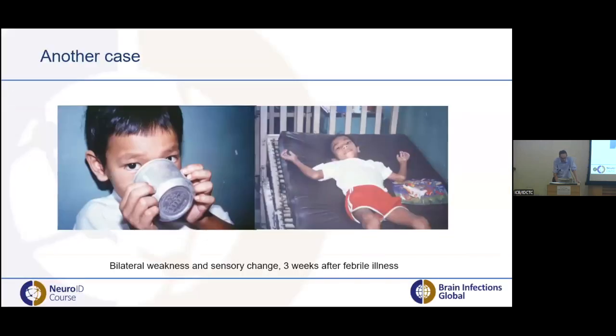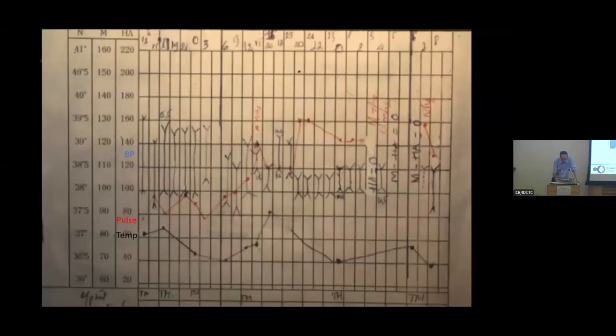And here is one extra bonus case. So this is another child who had flaccid weakness, and this was 3 weeks after a febrile illness. And this was unusual because the febrile illness was a febrile illness where you can see what the temperature is doing, goes up. You can see what the pulse is doing. And on this day, the pulse goes up a lot because the blood pressure, which was normal, has suddenly dropped.